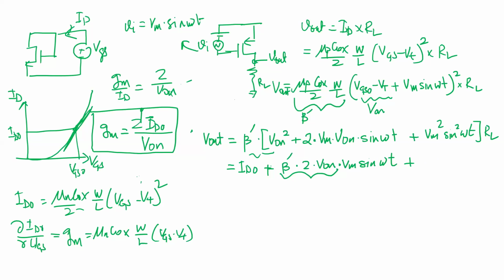What's sine square omega t if I expand it without the square? The trigonometry relation: 1 minus cos 2 omega t over 2, right? So this will expand to Vm square over 2, minus Vm square cos 2 omega t over 2, right? And then the whole thing is multiplied by RL, obviously.